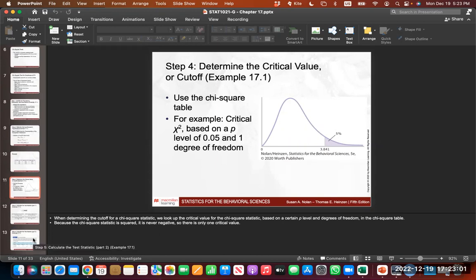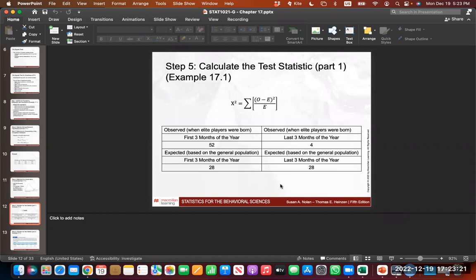The reason for that is that commonly, outside in the world, when you do analysis, you would use a different test. You would not use a chi-squared for this kind of comparison. But that's a different conversation. Here, as indicated by Nolan and Heinzen, it is 3.841. Good. So how do we calculate this?